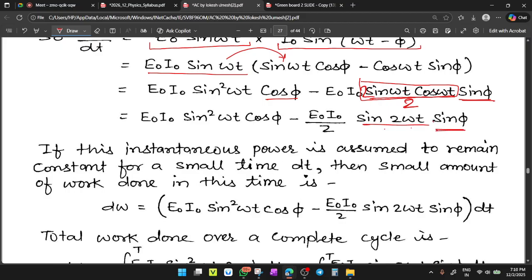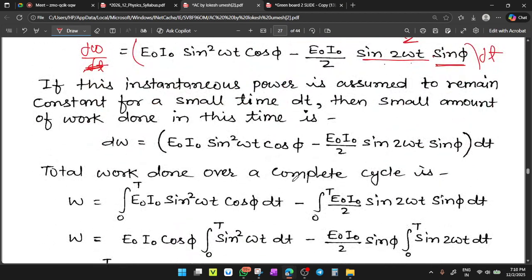If the instantaneous power is assumed to remain constant for a small time dt, then the small amount of work done in this time is dW. Now, simply you have this expression as dW by dt. So dW equals, this dt goes up, and this will become dW equals E naught I naught sin square omega t cos phi minus E naught I naught upon 2 sin 2 omega t sin phi dt. Clear?